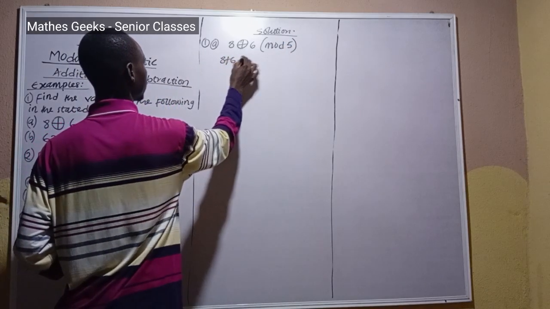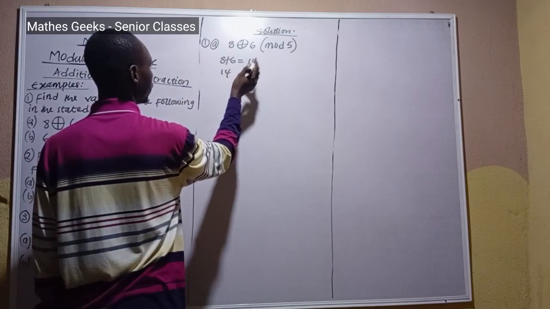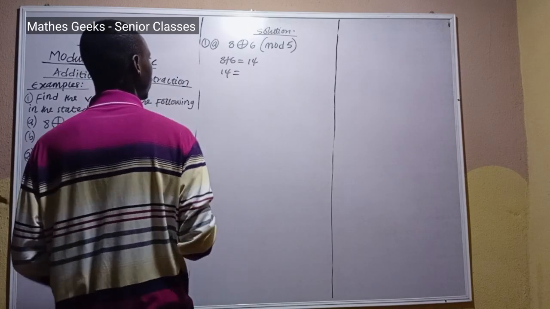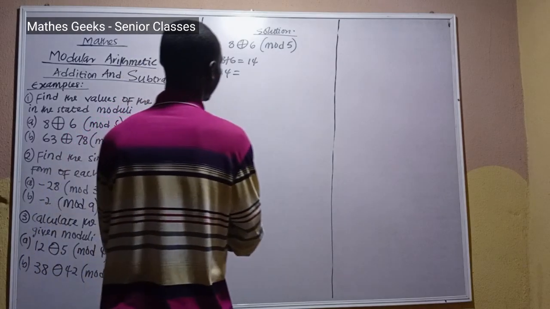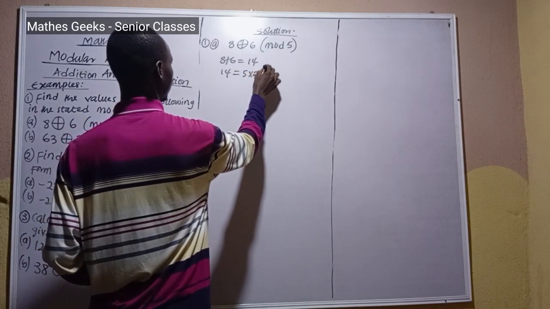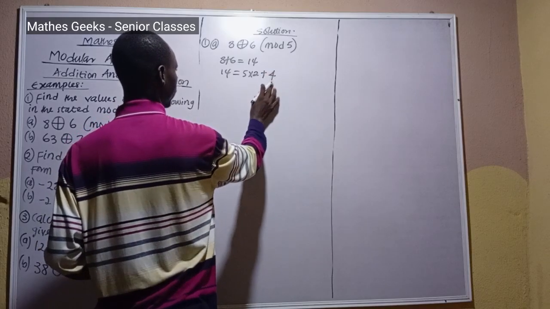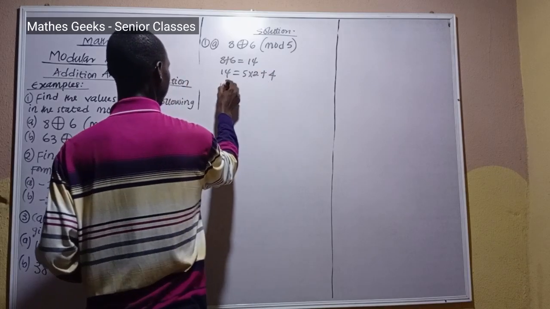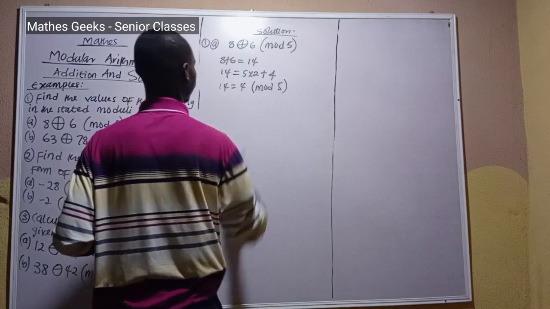You see 8 plus 6. 8 plus 6 is 14. So 14 in mod 5: the multiple of 5 that is closest to 14 is 5 times 2, which is 10. What's remaining is 4. If you add what's remaining to 10, you get 14. So our remainder is 4. 14 is equal to 4 in mod 5.